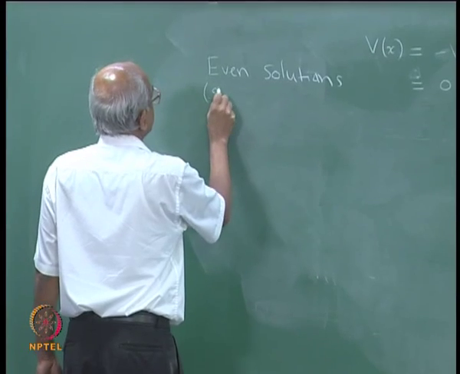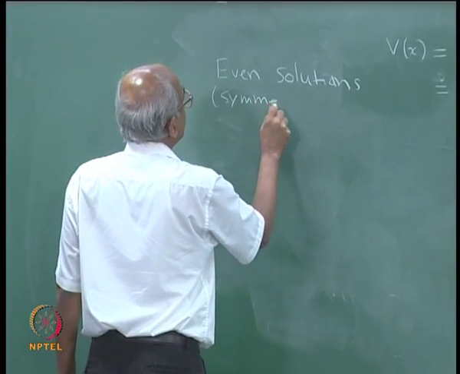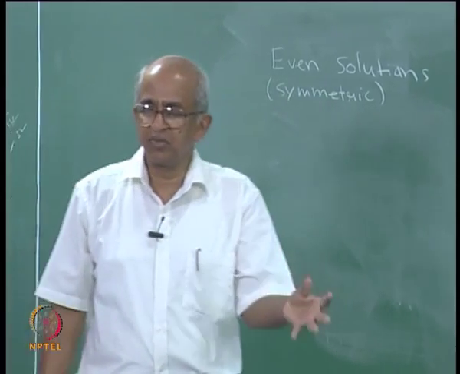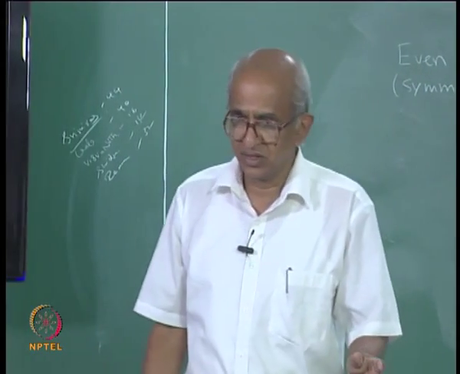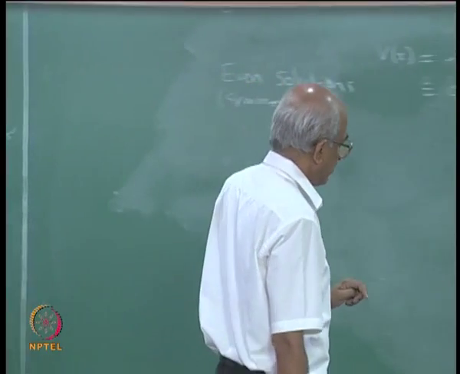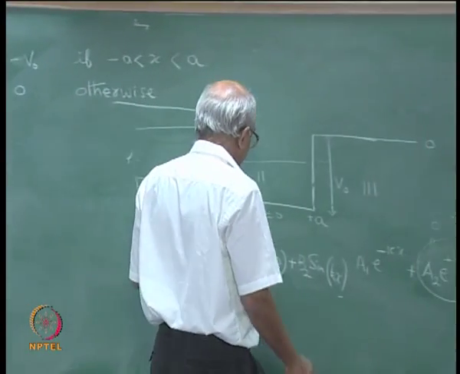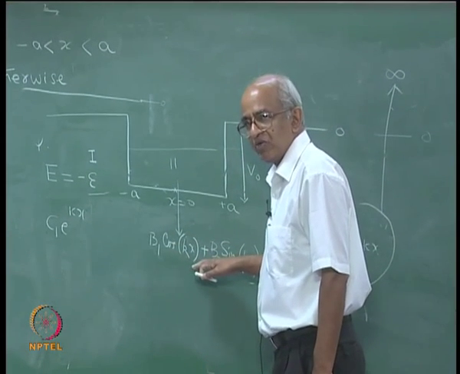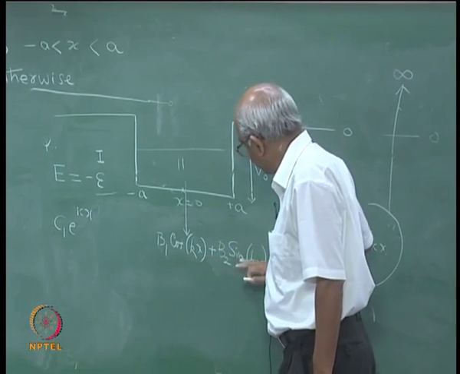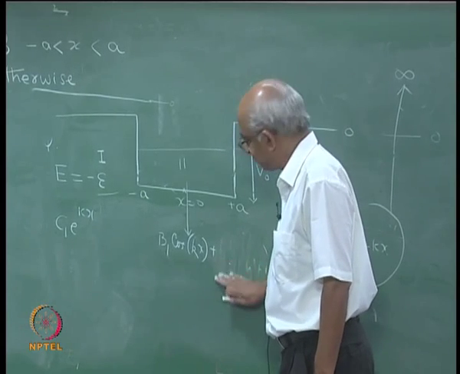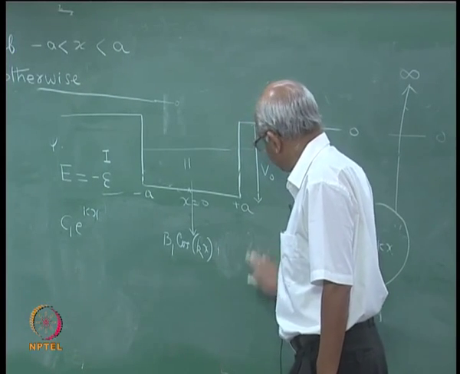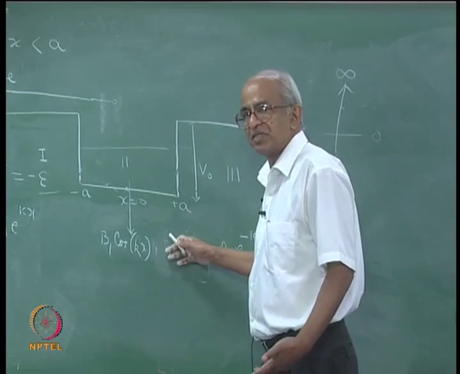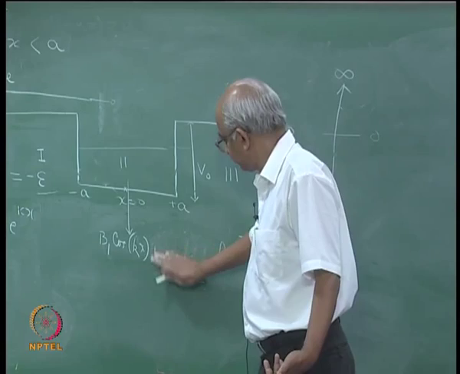Or I should say symmetric. What this means is that if you replaced x with minus x, the solution remains unchanged, and if that is to happen, what is the condition? The condition is that the function should contain only b1 cos kx, it should not contain b2 sin kx. So, that actually implies that b2 which was occurring there must be equal to 0.